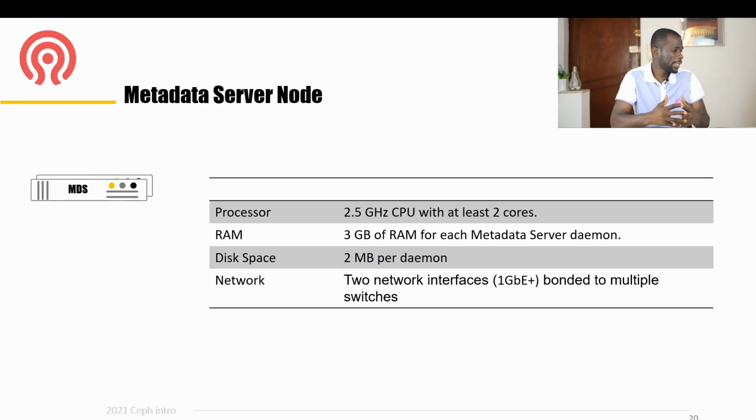Concerning the metadata server, 2.5 GHz for the CPU, or you can have at least 2 cores for the processor. For the RAM, 3 gigabytes of RAM can be provisioned. And concerning the network, this one should be connected on the public network, as already mentioned, with a bonding interface from the switch port, if possible, on your side.